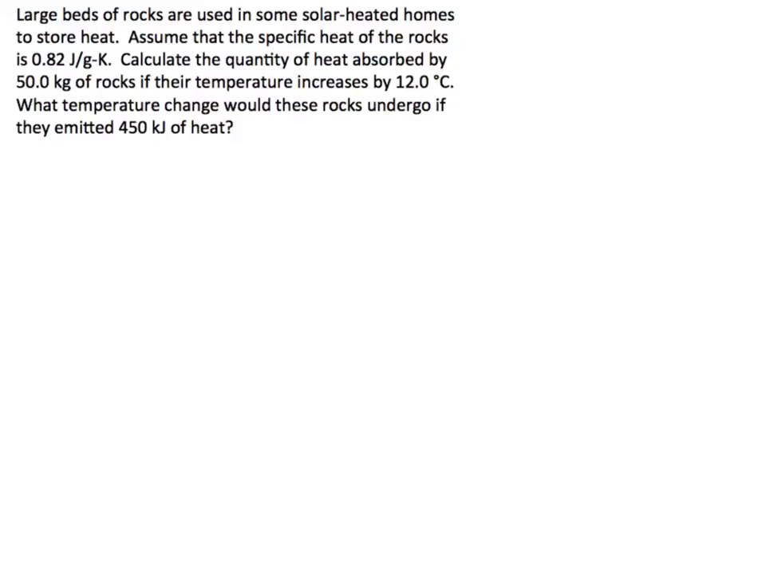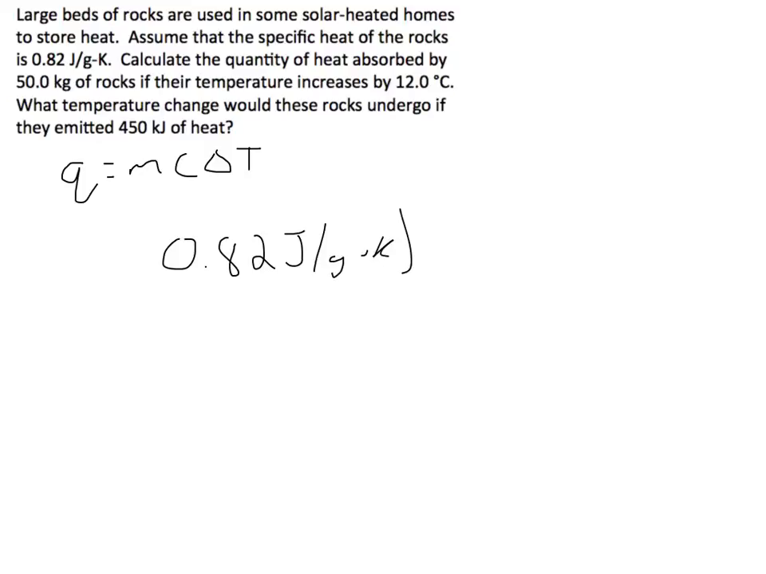heat. Anytime we're looking for the quantity of heat, we know that Q is equal to mc delta T. We're given the specific heat, which is 0.82 joules per gram Kelvin, so that's our C value. The change in temperature, the temperature increase, is 12 degrees, so that's equal to 12 Kelvin.